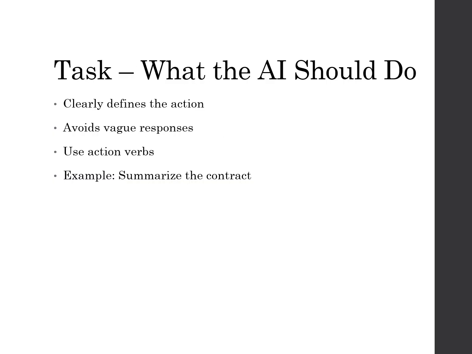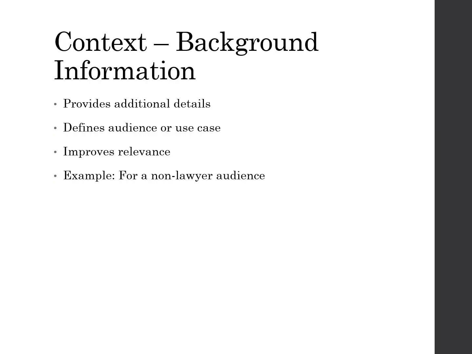Then we will understand the task. The task clearly tells the AI what action to perform. This is the most critical part of any prompt. Always use clear action words like summarize, explain, analyze, or generate. A clear task prevents confusion and improves output quality.